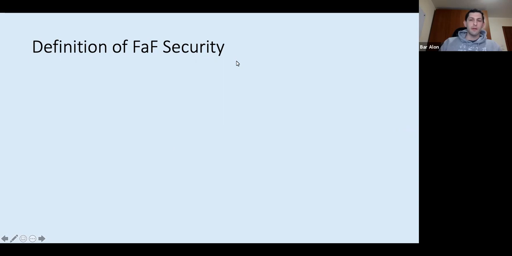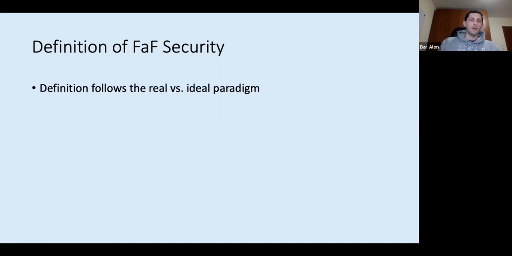Okay, so if there are no more questions, let me define FaF security. If you recall, the definition will follow the real versus ideal paradigm, just like we did with the classical definition. So I'm going to describe an ideal execution, and that will be enough to actually define security.